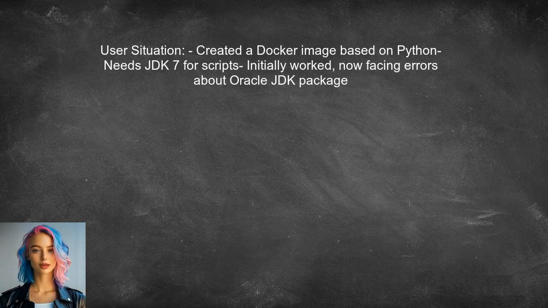Here's the situation. One user created a Docker image based on Python, but they need JDK 7 for their scripts. They initially got it working, but now they're facing errors about the Oracle JDK package being unavailable. Sound familiar? Let's dive into the details.